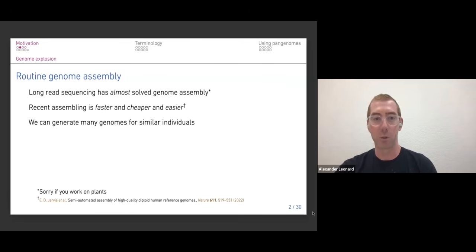And of course, in the past, we really were trying to focus on getting a single genome to represent a species or even several species. Nowadays, we can talk about generating dozens or even more assemblies of a very similar population, species, whatever. Sequencing has become so easy that we can really do this for as many individuals as we want.